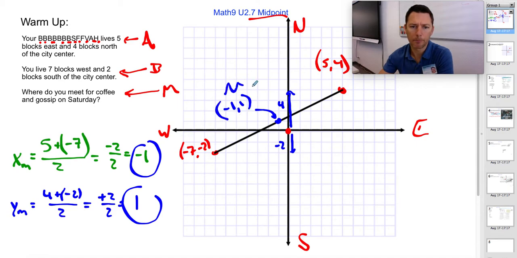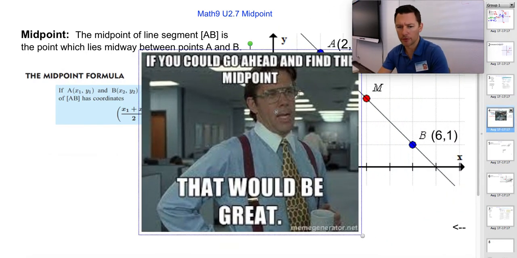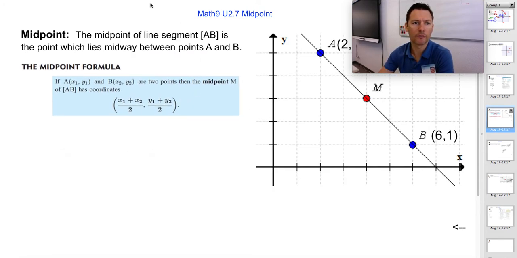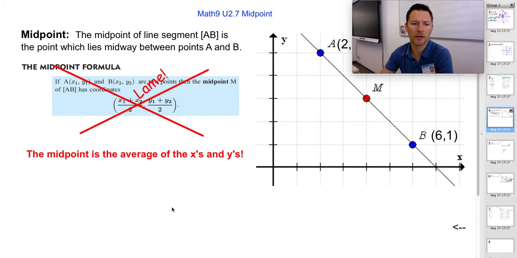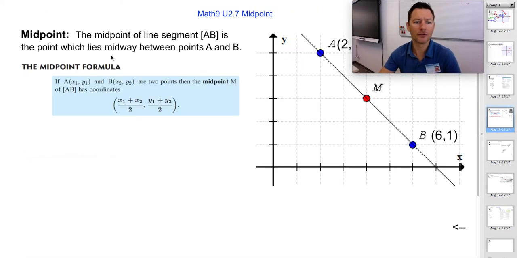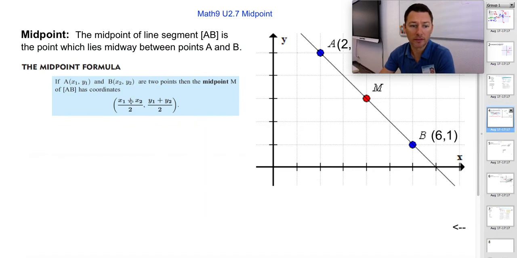You call that M. All right, let's try to apply that, right? So if you could go ahead and find the midpoint, that'd be great. There's in the text, there's a midpoint formula that looks like this. And that's great, but it's kind of awful, right? I don't want you memorizing formulas, but I do want you understanding what this means, right?